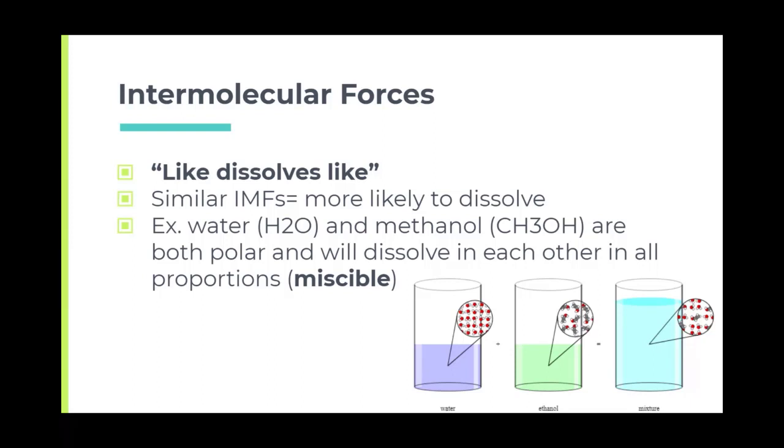They're both polar, and so they'll both dissolve in each other in all proportions. So they're what's called miscible, if they can dissolve in each other in all proportions. But if we had H2O and, say, something that was not polar, that would not be able to dissolve as well because they have very different IMFs. So if you want something to dissolve in a solvent, you want to make sure that it has similar IMFs to that of your solvent.